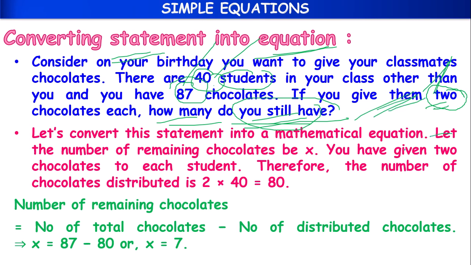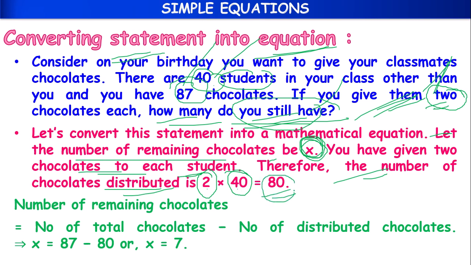So let the number of remaining chocolates be x. Let us assume that the remaining chocolates number is x. Then you have given 2 chocolates to each. Therefore, the number of chocolates distributed: you have given 2 chocolates to each of 40 students apart from you. So 2 into 40, 80 chocolates given by you in total. So overall you have given 80 chocolates.